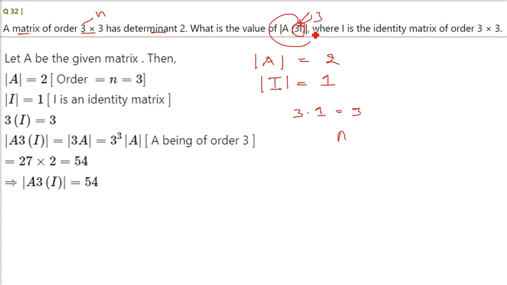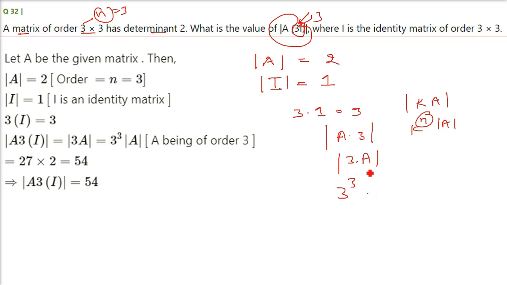Now you have to multiply this with A, that is, 3 is there. So you can write A dot 3I as 3 dot A. Now as I told you, if you take K into A, K can be taken out, K raised to n, and determinant of A. This is true. N is what here? This n is 3 and K is also 3. So it will be 3 raised to 3 times determinant of A. 3 to the power 3 is 27. Determinant of A is already given in the question, which is 2. So 27 into 2 is 54. The answer is 54.